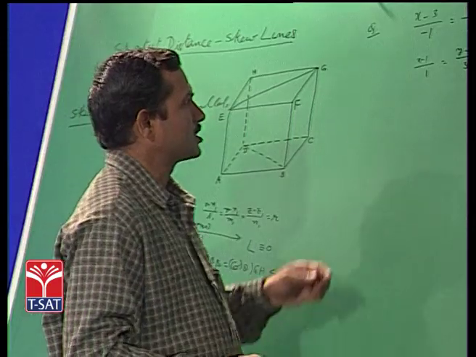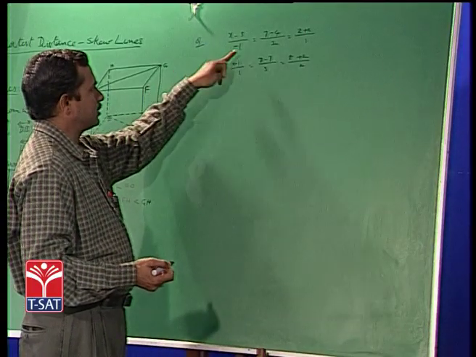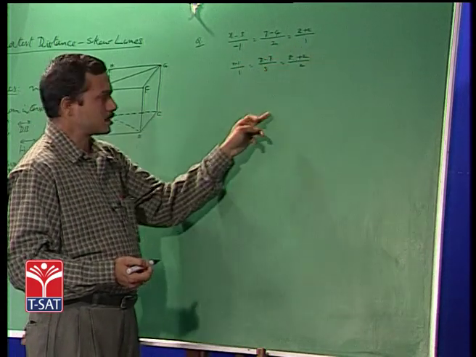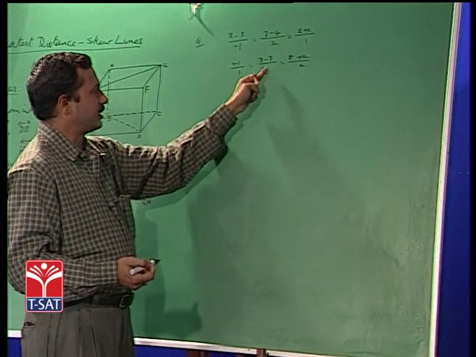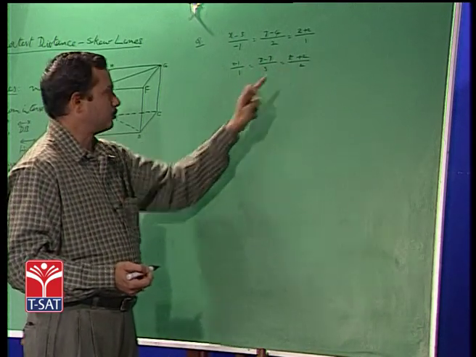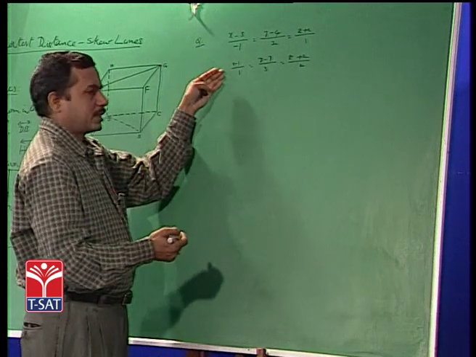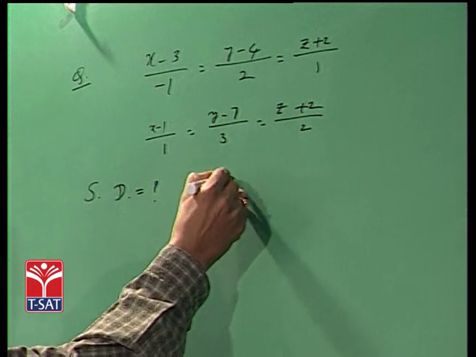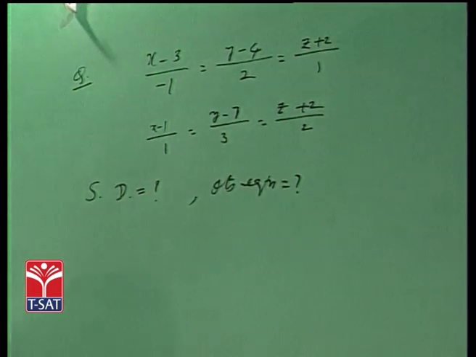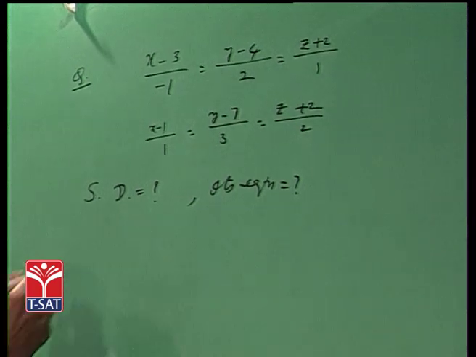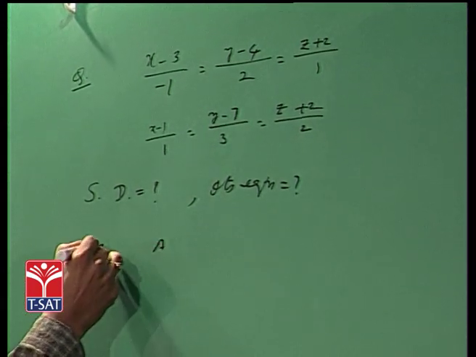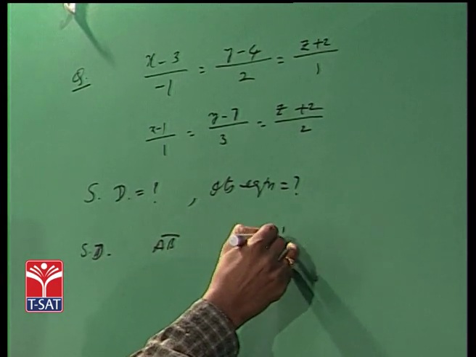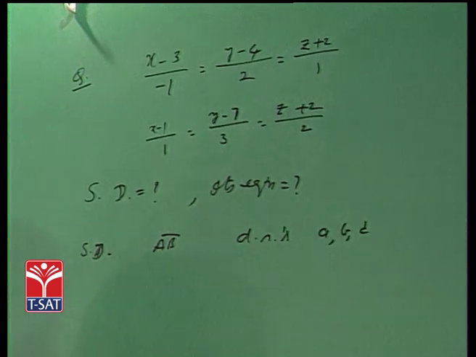Consider two straight lines (x minus 3)/(minus 1) is equal to (y minus 4)/2 is equal to (z plus 2)/1, and (x minus 1)/1 is equal to (y minus 7)/3 is equal to (z plus 2)/2. For these two straight lines, let us find the shortest distance and also its equation. Let us say the shortest distance line segment AB has the direction ratios as small a, small b, small c.